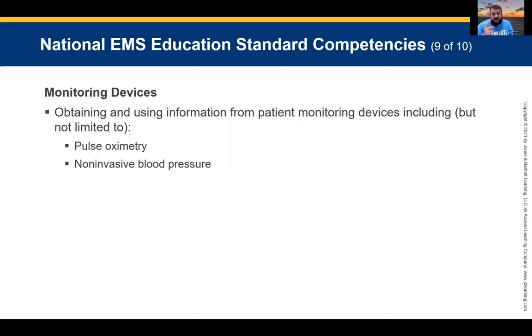So there are these two devices, the pulse ox and the non-invasive blood pressure. The pulse ox is the little thing they put on your finger when you get your blood pressure, and it checks your pulse. It beeps. It also tells us how much oxygen you're breathing in and out.